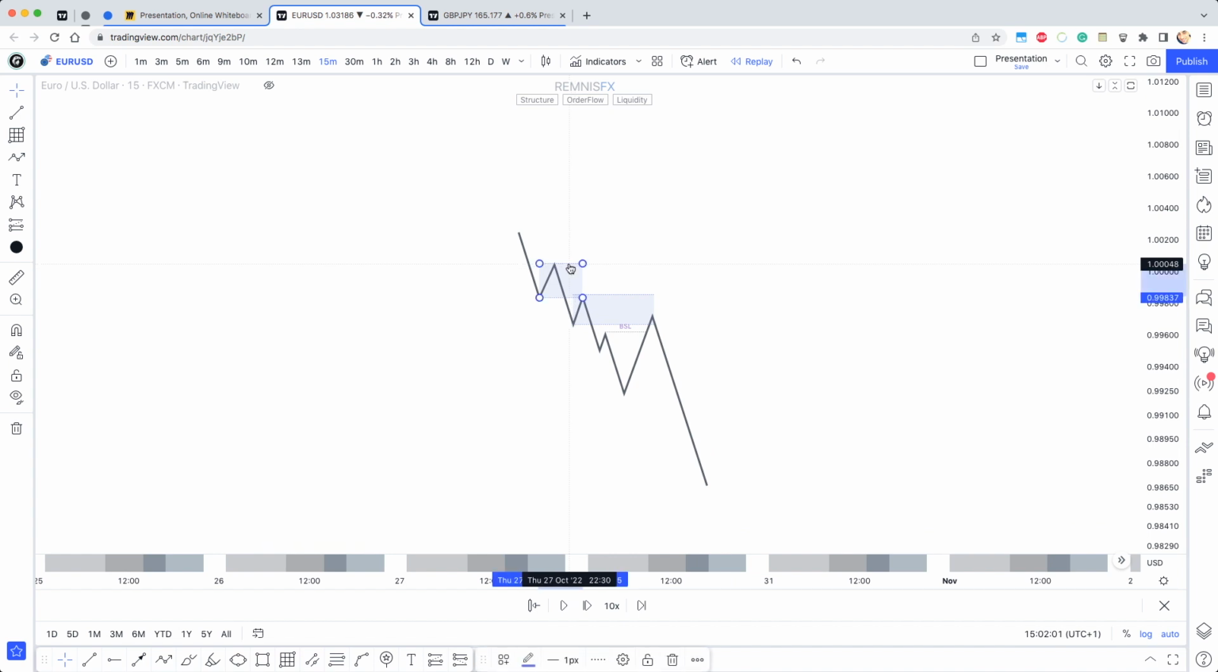Let me remove this so you can copy the image to your brain, but look for these patterns, right? So read your structure, okay? Identify your order flow areas, and then identify your liquidity, and in combination the three of these criteria, right?